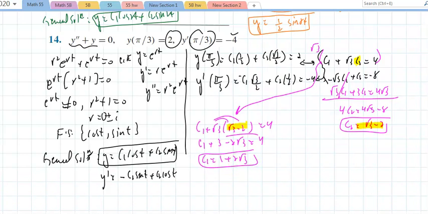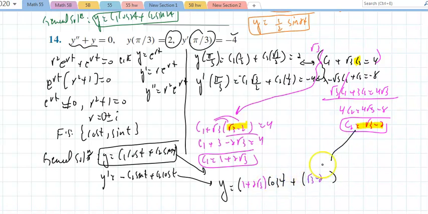So my general solution right there becomes y equals c1. c1 is 1 plus 2 radical 3 times the cosine of t plus c2, and c2 is radical 3 minus 2 times the sine of t. And there it is.